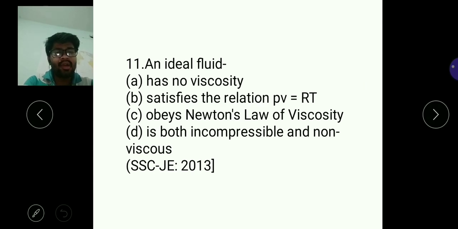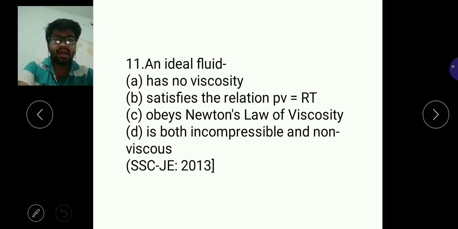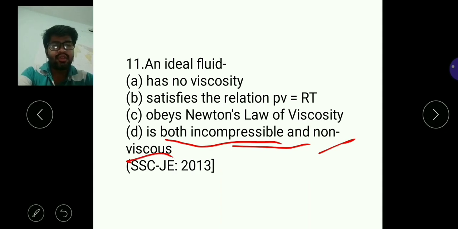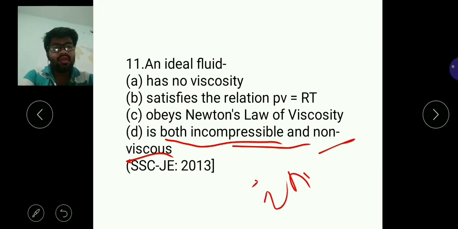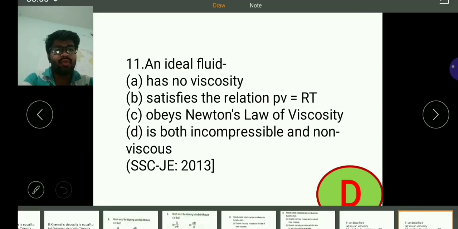Actually, an ideal fluid doesn't exist, so this is an imaginary concept. So what are the different assumptions for an ideal fluid? To get an ideal fluid, it should be incompressible and non-viscous. It should not be viscous, we can say it should be an inviscid flow, and it should be incompressible. So option D will be the correct one here.